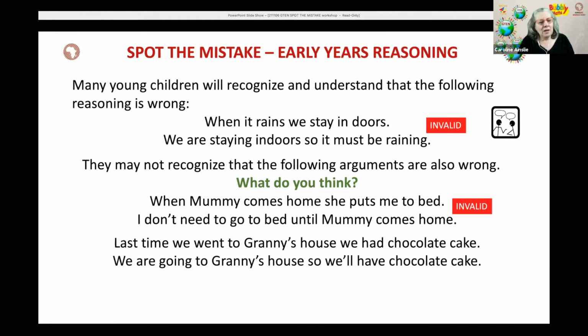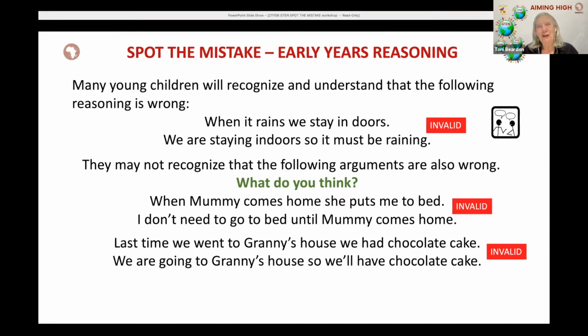And then last time we went to Granny's house, we had chocolate cake. So can you assume that you're going to Granny's house, therefore you'll have chocolate cake? Well, actually, it's possible. If I went to my Granny's house, there was always fruit cake, always. So we knew there'd be fruit cake at Granny's house, but maybe on some occasions there weren't. So it's not an absolute, and it's not a foregone conclusion.